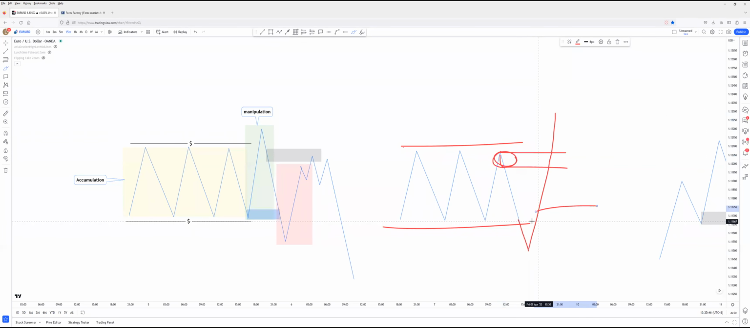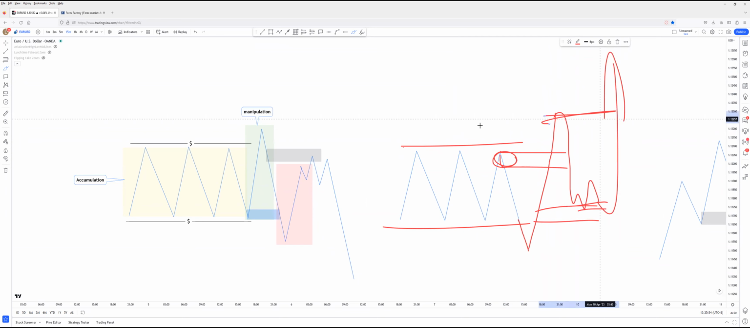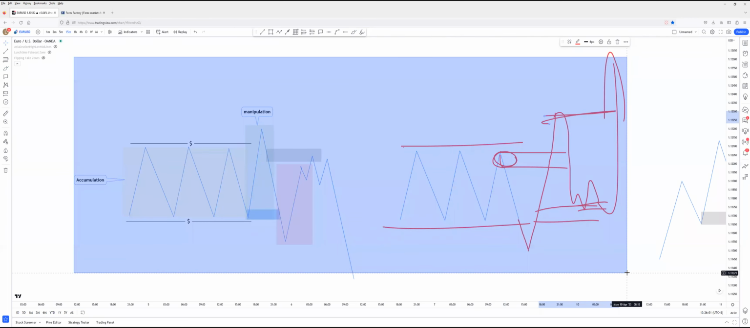Then we can expect a continuation based off of this 15-minute demand zone that has caused the sweep to the second direction. And you will be able to take a confirmation entry here, targeting the high point or some higher liquid regions. So this is the AMD concept. This is how we use it. This is the base concept.